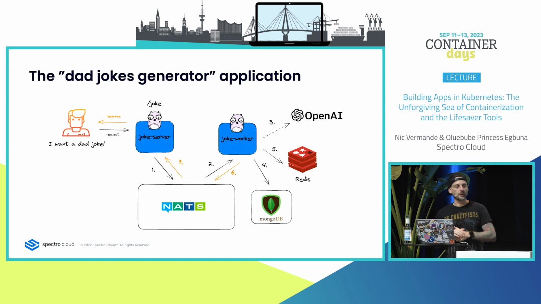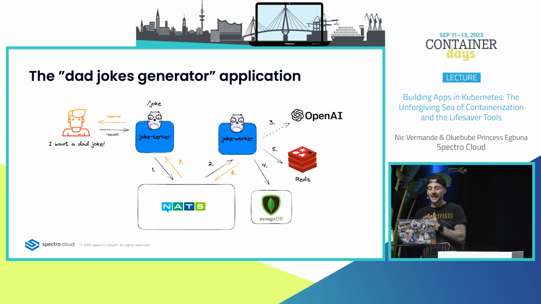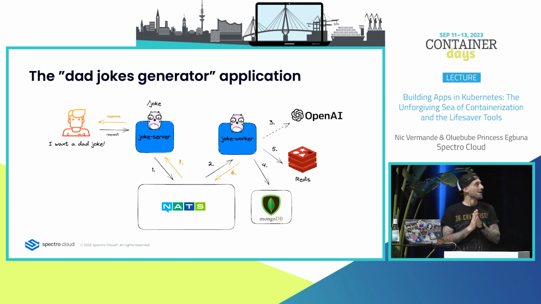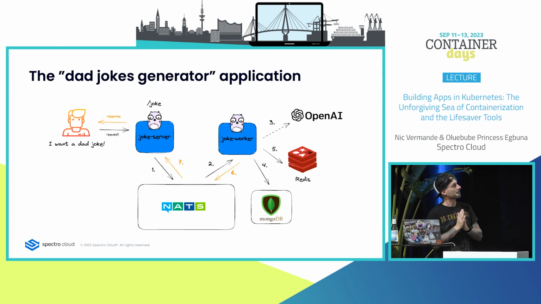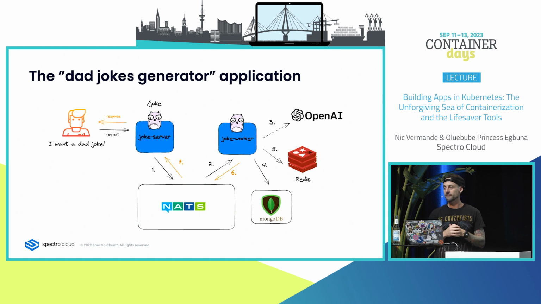Okay, so the app we're going to be using today is a dad jokes generator composed of 5 microservices. So it's overkill on purpose, just for demo. And we're going to turn it into a Chuck Norris joke generator live, or a German dad joke generator in German.